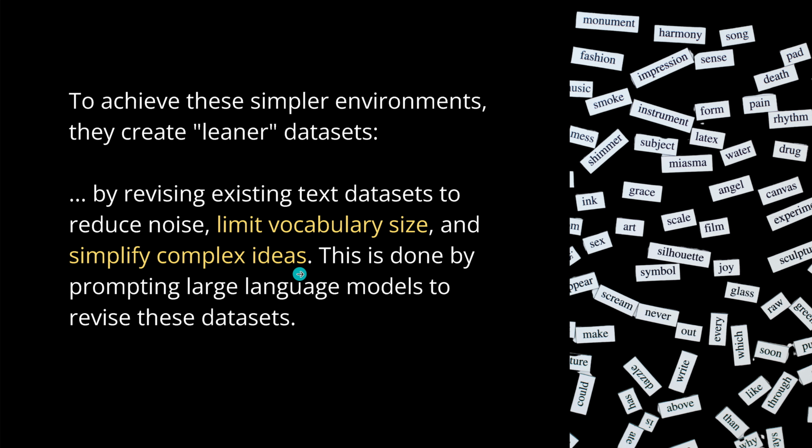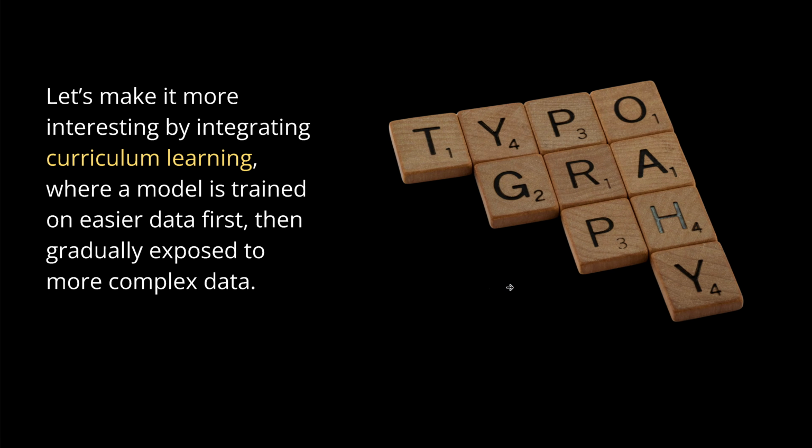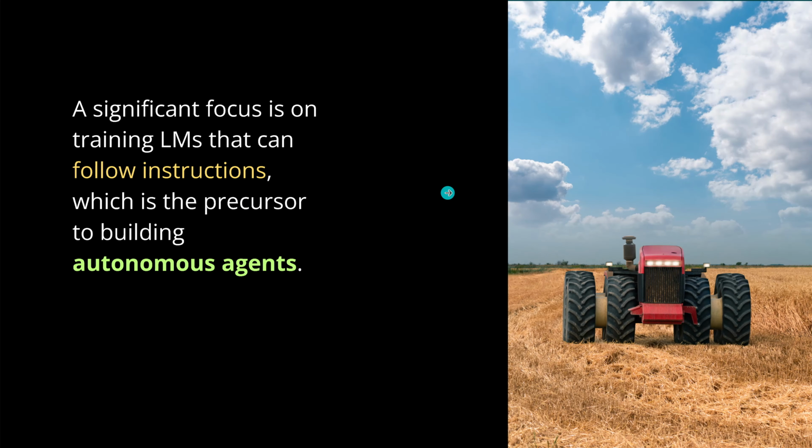For the data, it is relatively easy, and I'll show you the prompt that we use with DeepSeek, for example, to revise the dataset and create those simpler datasets. And of course, we can make it much more interesting by integrating what is called curriculum learning. A very simple idea: the model is first trained on simple, non-complex data, and then we gradually expose the model, especially in the pre-training phase, to more complex data, to a higher complexity in the reasoning structure of our information.